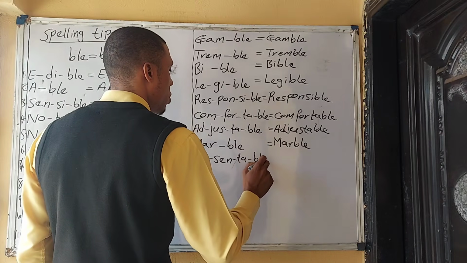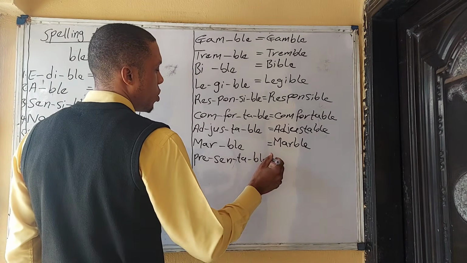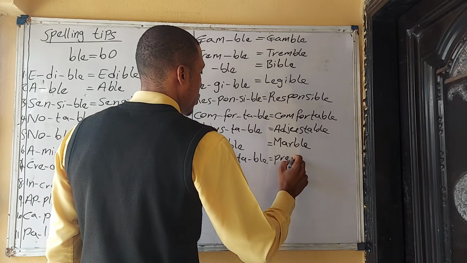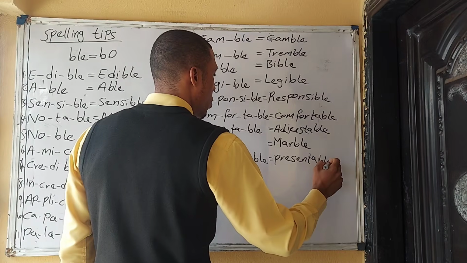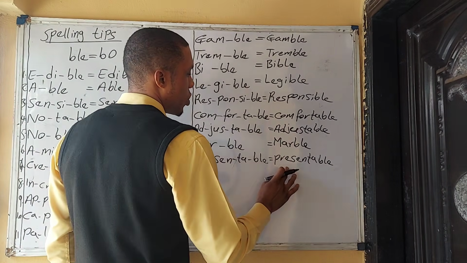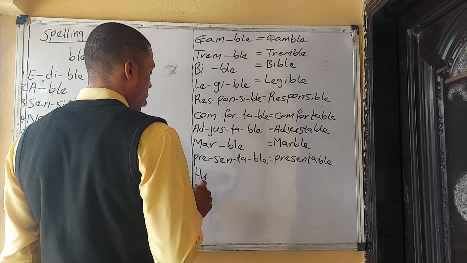Next, we have presentable. Then bo. Presentable. When you bring it together, you have presentable.